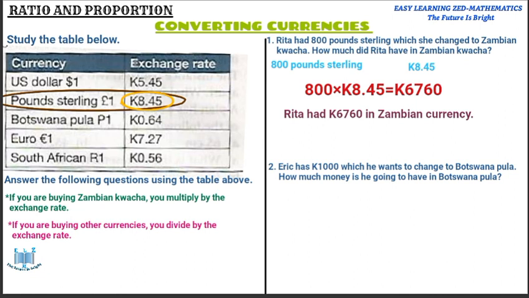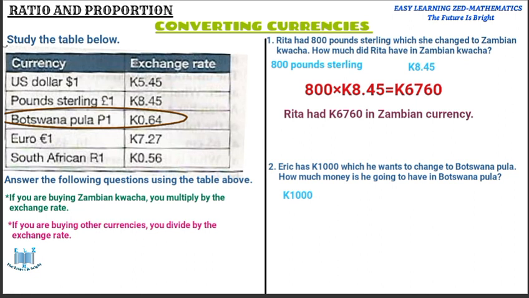The second question is, Elik has 1,000 kwacha which he wants to change to Botswana pula. How much money is he going to have in Botswana pula? So Elik has 1,000 kwacha and he wants to change that 1,000 kwacha into Botswana pula. So we're going to write what Elik has, which is 1,000 kwacha. And then after we have done that, we're going to check for the exchange rate for Botswana pula, which we're going to find there.